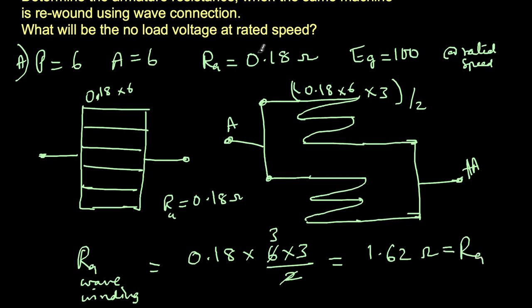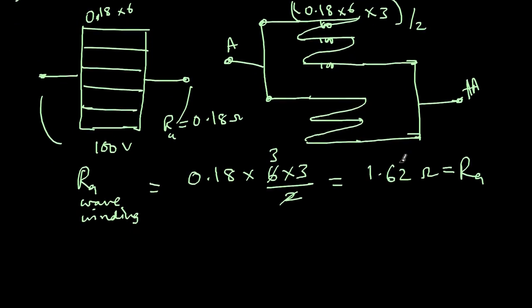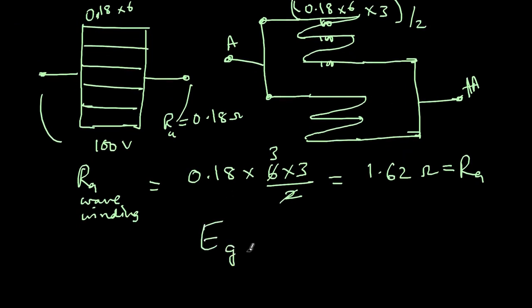But then what happens with the EMF? Earlier the no load EMF used to be something like 100 volts induced between these two. That means each branch you will get 100 volts. So here 100, here 100, and here 100. So total voltage will now increase by 3 times. So no load voltage under wave winding will increase by 3 times.